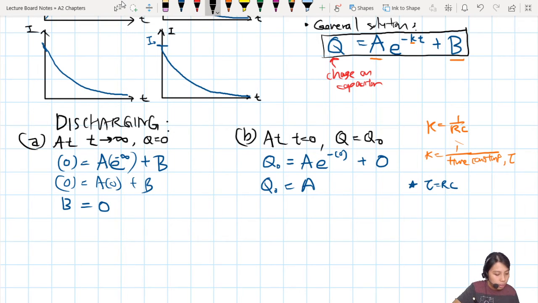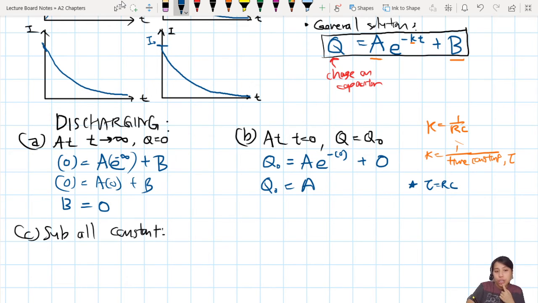So let's do this. Let us now substitute all the constants into our general solution. So we will have something like Q equals, A is what? Q naught. Then E negative K, this one just put negative T over RC. Plus B. Got B? No B. So that is it.